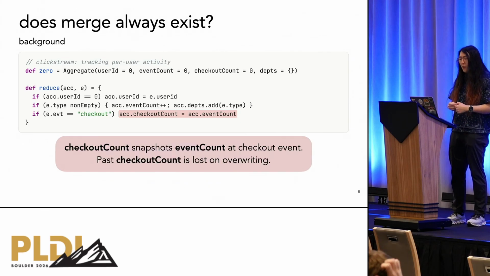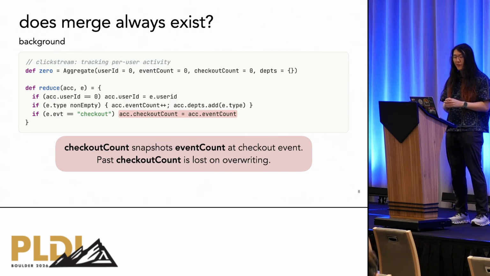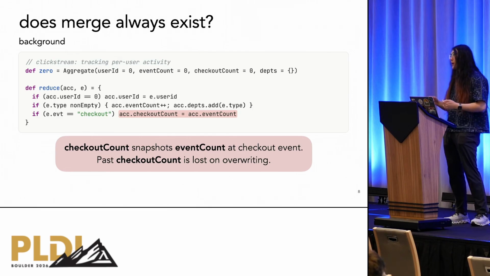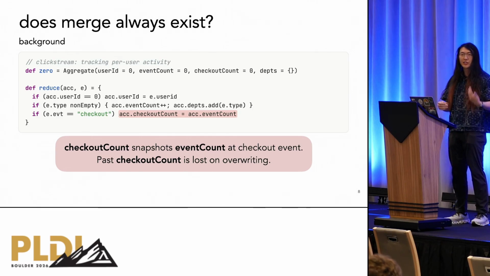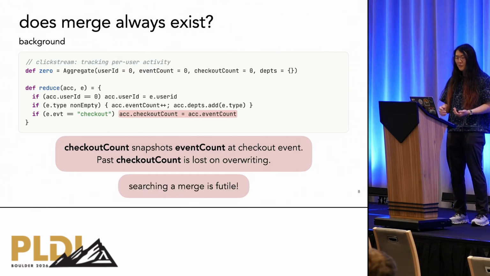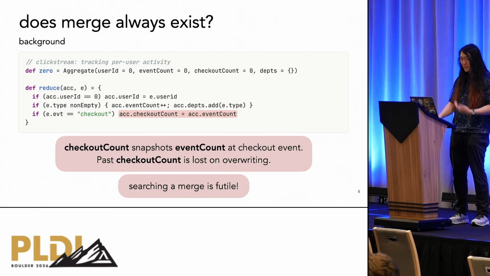Well, the problem is that, as you might have already noticed, checkout count snapshots event count at checkout event. So every time it just overrides the checkout count, and there's no way you can recover the previous checkout count at the time we are merging them. So searching for a merge is basically futile here. You will waste time searching for something that doesn't exist.